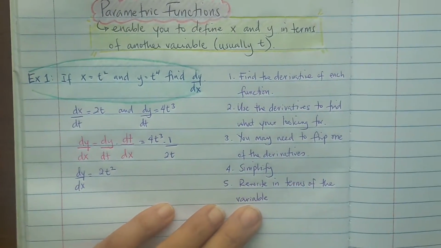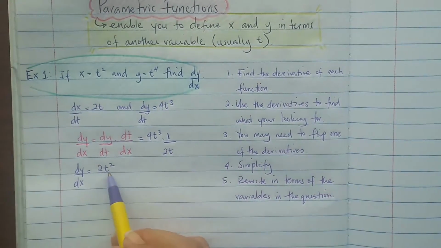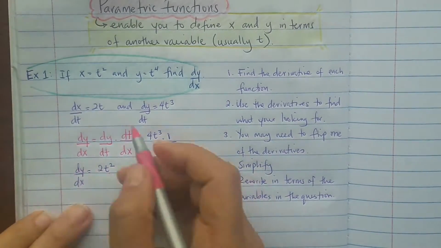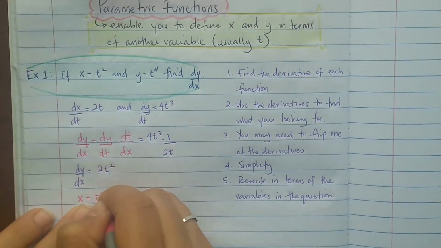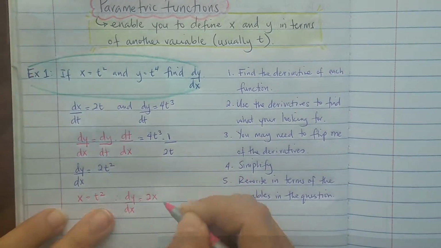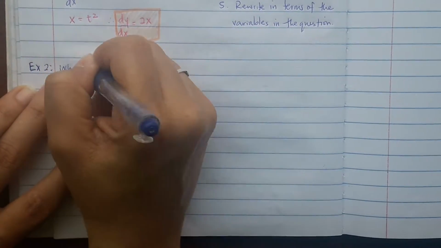So rewrite in terms of the variables of the question. Looking at the question, I know x is t squared, so I can replace t squared with x. So dy/dx is 2x. A lot of these questions, there is no set way of doing it. You've got to figure your way through it and work with what you have.